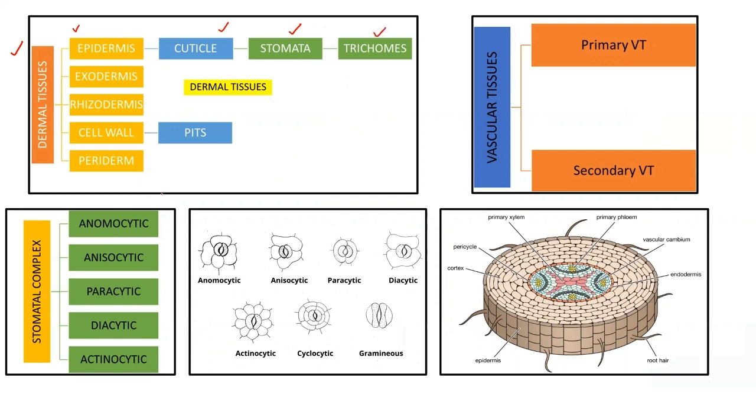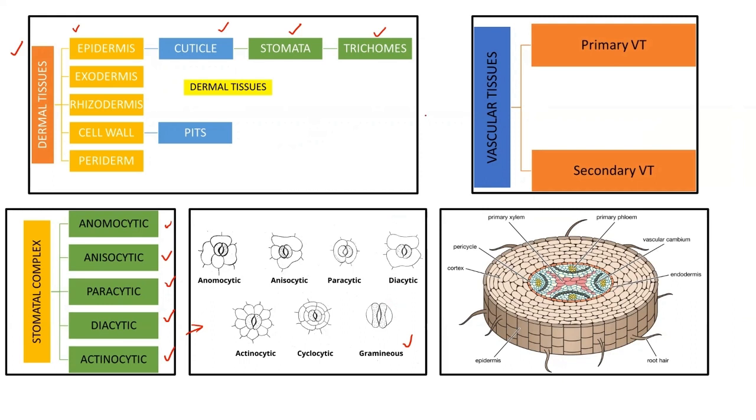When we talk about the stomata, we also talk about the stomatal complex because we talk about the guard cells and the subsidiary cells. Then you should be knowing the types of the stomatal complex, like the anomocytic, anisocytic, paracytic, diacytic, and actinocytic. And here you can see the diagram also for these, and this is the graminaceous, that is the monocot stomatal complex. So you should be knowing the basic differences between these stomatal complexes, and that may fetch you a question in this part.